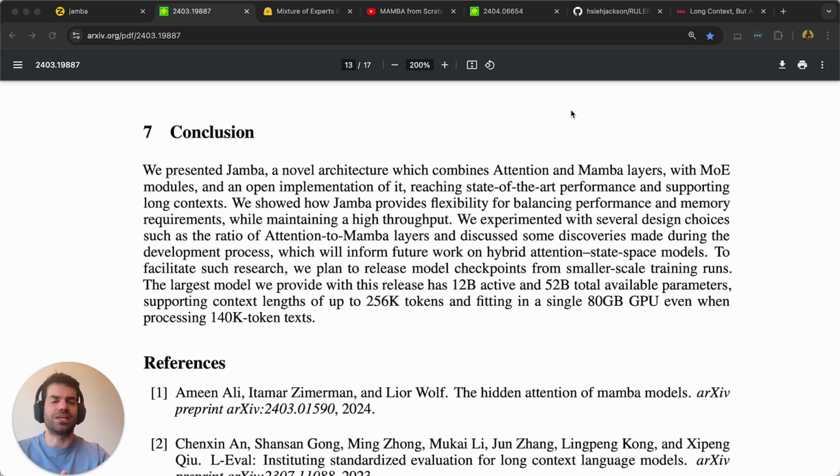Personally, I'm really excited about the release of the two new models, Jamba 1.5 Large and Jamba 1.5 Mini, and I really can't wait to see what the community will do.